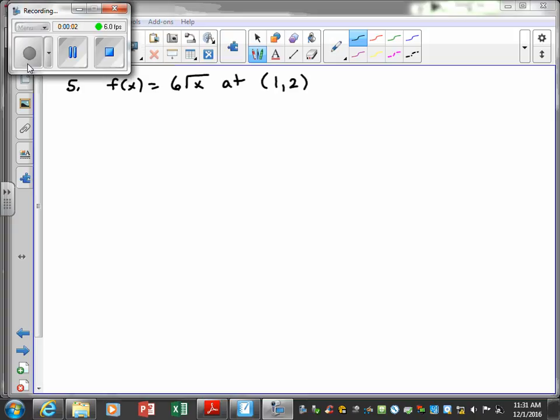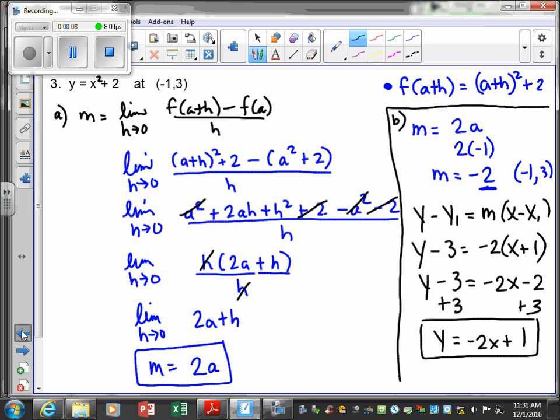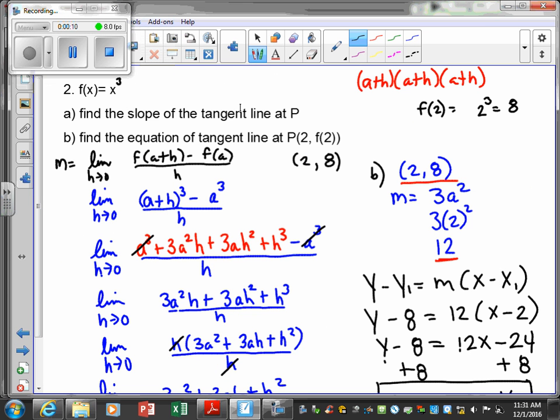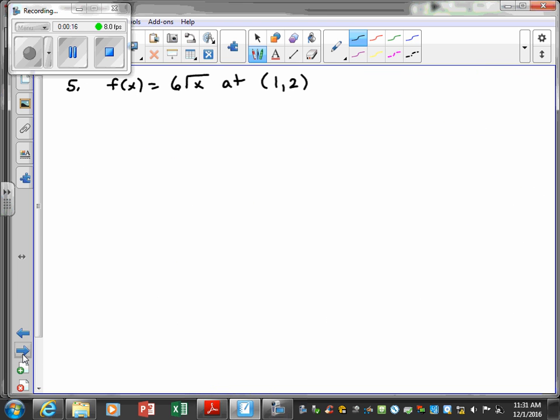Okay, we're just continuing to practice some examples. So, same directions. We're still working with find the slope of the tangent line for part A, and for part B, find the equation of the tangent line of the given point. So on 5, our new function is 6 times the square root of x, and we want to find the equation at the point (1, 2).